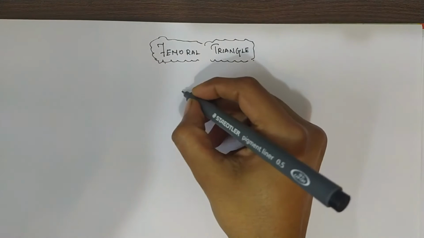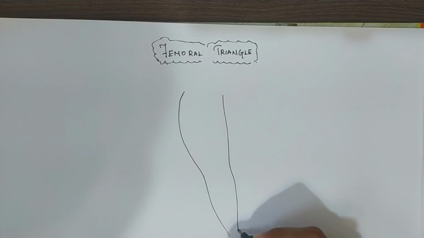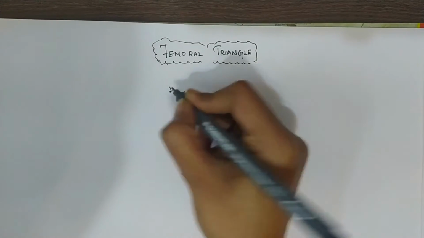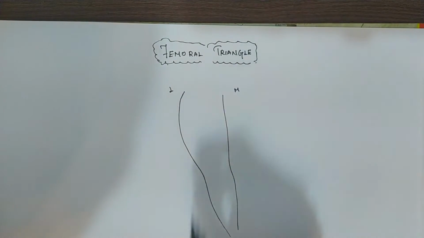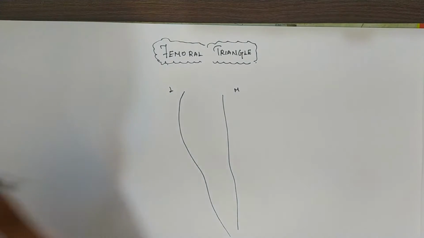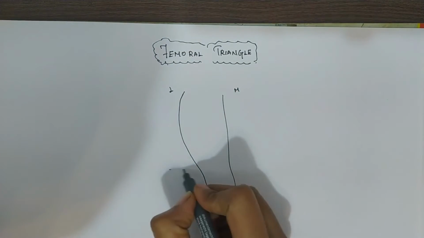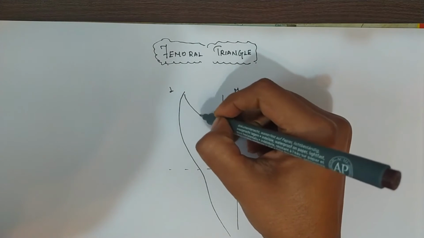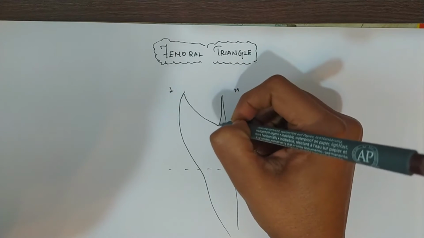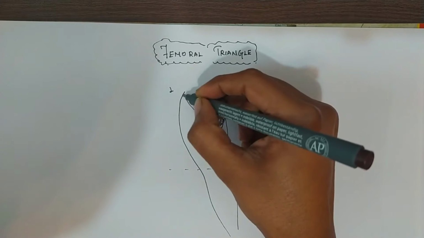So we have got our lower limb. In that lower limb we have got thigh and leg, with the medial and lateral aspects of thigh and leg. Now this femoral triangle is placed in the upper one third of the thigh. So this is the thigh region, and in the thigh region, the upper one third is occupied by this triangle.